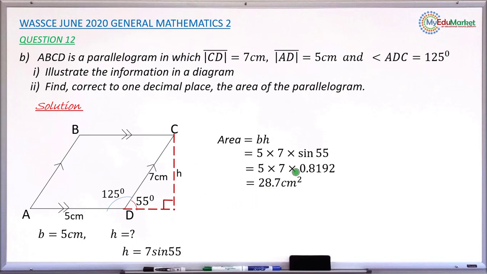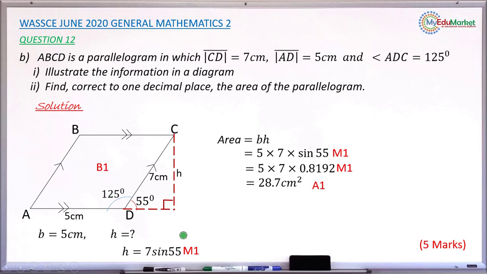So let me quickly share with you the mark distribution for this question as it is in the marking scheme. The very first mark is a bonus 1 mark. You have this bonus 1 mark when you draw this parallelogram correctly with the points correctly indicated, the distances 5 cm and 7 cm correctly indicated, and angle 125 also correctly indicated. You have this bonus 1 mark.